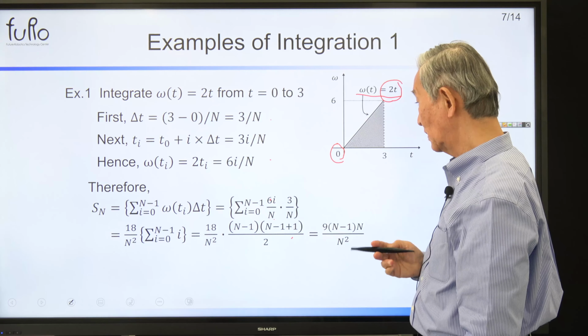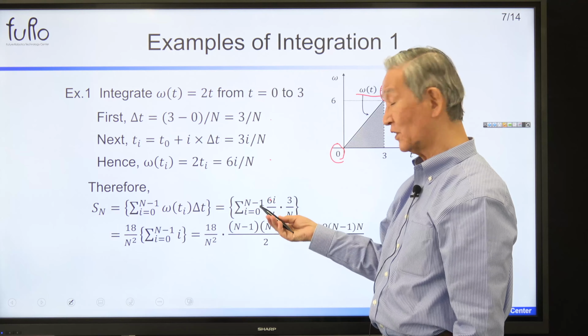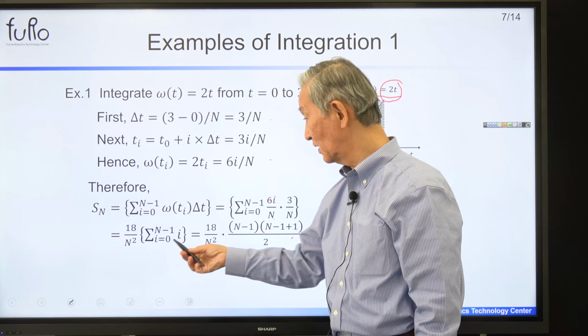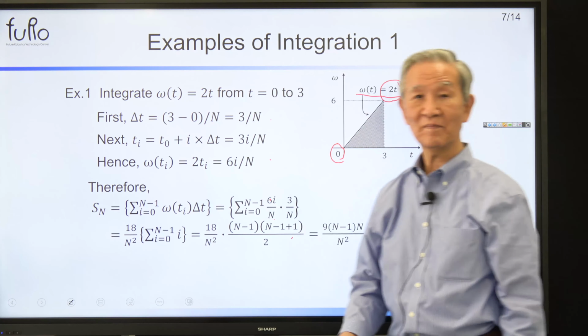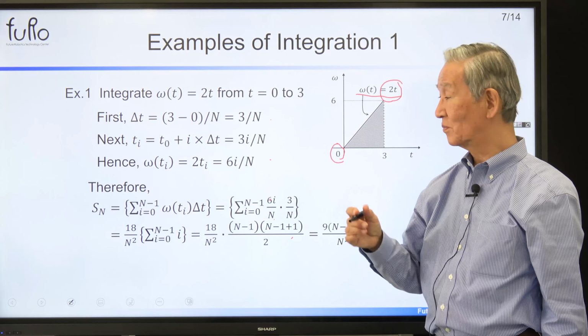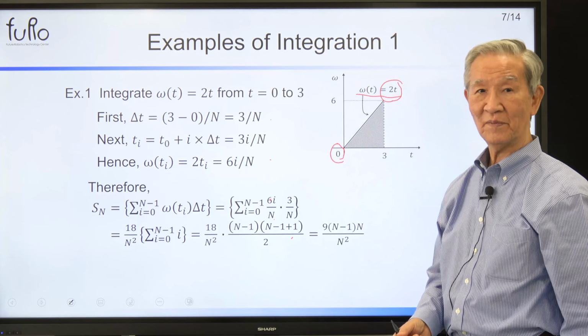So n, 3, 6, all of those have nothing to do with the summation. So let's get them out of the summation. Here you have a summation of i. Summation of i, that's a very famous one, right? 1 plus 2 plus 3 plus up to n minus 1.